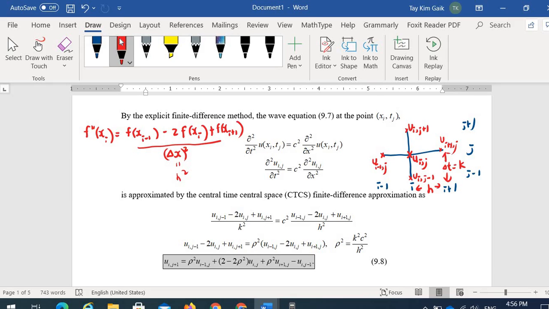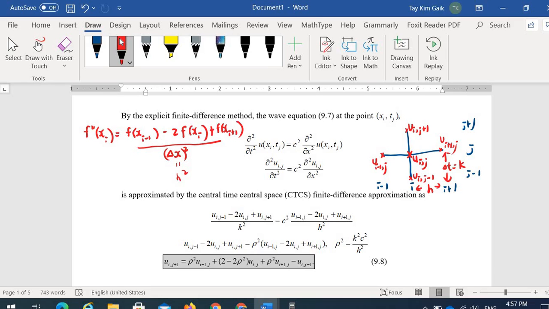This is a second derivative with respect to x, so x is the horizontal line. So this is 3 points. Del 2 del t2 is the vertical line, involving these 3 points, and exactly makes use of the second derivative using 3-point central.